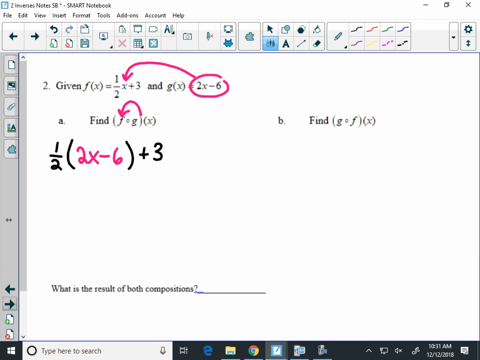Now what I have to do is simplify this. I want to get it as simplified as possible. So I'm going to distribute 1/2. 1/2 times 2 is 1, so it's just x. 1/2 times 6 is -3. And then I have plus 3. Well, -3 plus 3 add to 0, so the answer here is x.